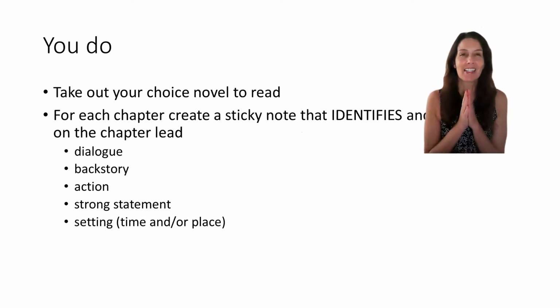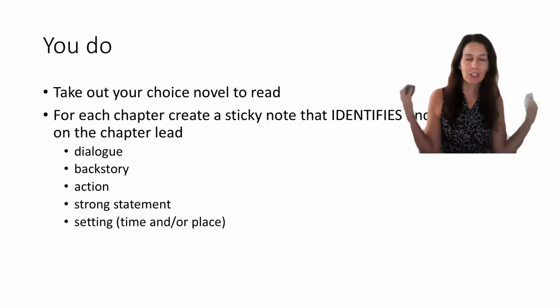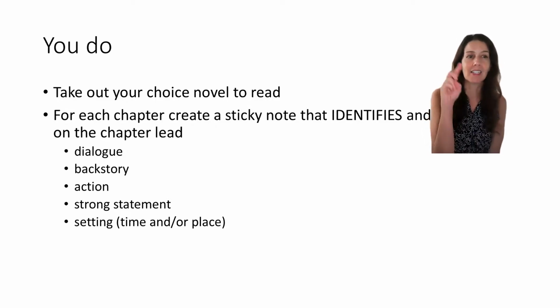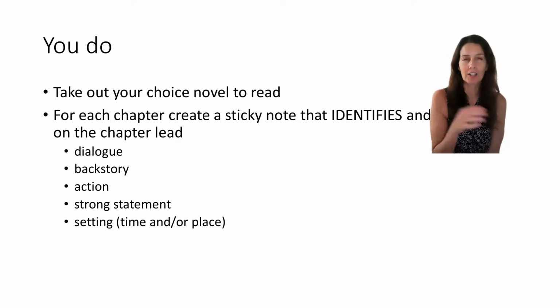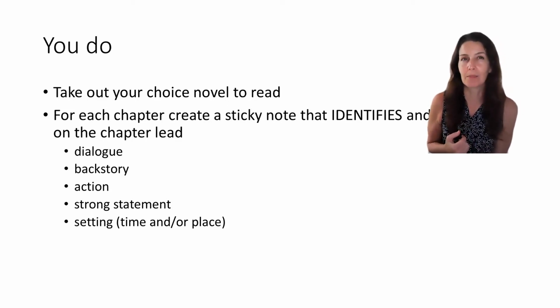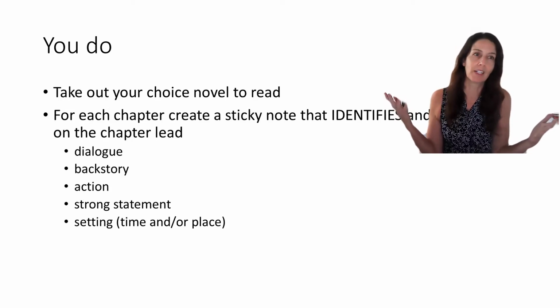Okay, for the last part of our mini lesson today, I want you to take out your choice novel and do the reading on your own. We have a good 20 minutes left of class, so you can read. Use the sticky note to identify the leads of each chapter and really start paying attention. Number one, identify the lead. Is it dialogue, backstory, action, strong statement, setting? What kind of information is the author showing you in the first couple lines, and why do you think the author is beginning the chapter in that way? Even more fancy, you might want to think about, if they started in a different way, how might that feel? So those are some different things to think about.